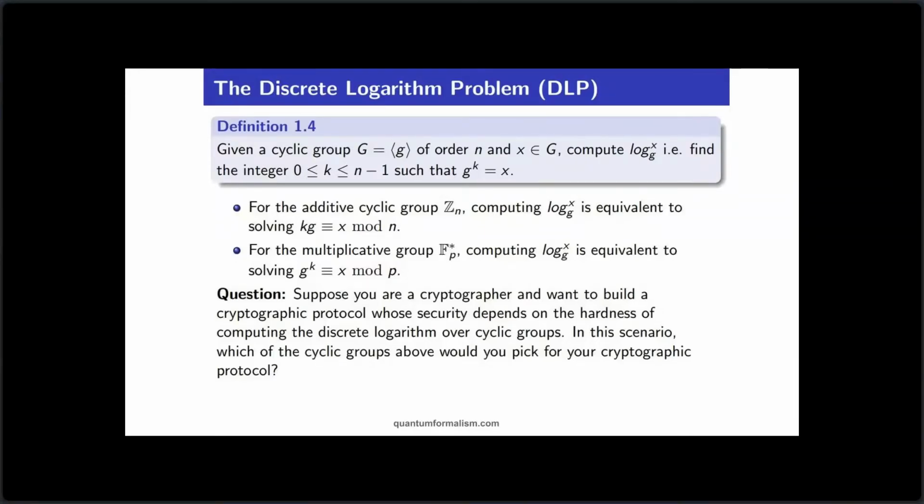And for the multiplicative group Fp star, this is just equivalent to solving this problem here. Okay. Now, looking at these two examples, suppose you are a cryptographer and you want to build a cryptographic protocol whose security depends on the hardness of the discrete logarithm over cyclic groups, not over an abstract group. So the question is, in this scenario, if you are given the option to choose the additive cyclic group Zn or the multiplicative cyclic group Fp star, which one would you choose?